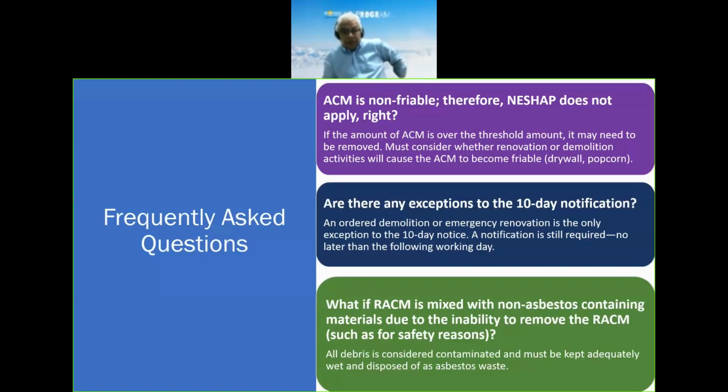Are there any exceptions to the 10-day notification? Again, that also depends. If it is a building that is in imminent danger of collapse, and it's verified by, say, a city official with an official letter that says that, if we don't do something, it's going to start crashing down on people walking by or workers, etc.